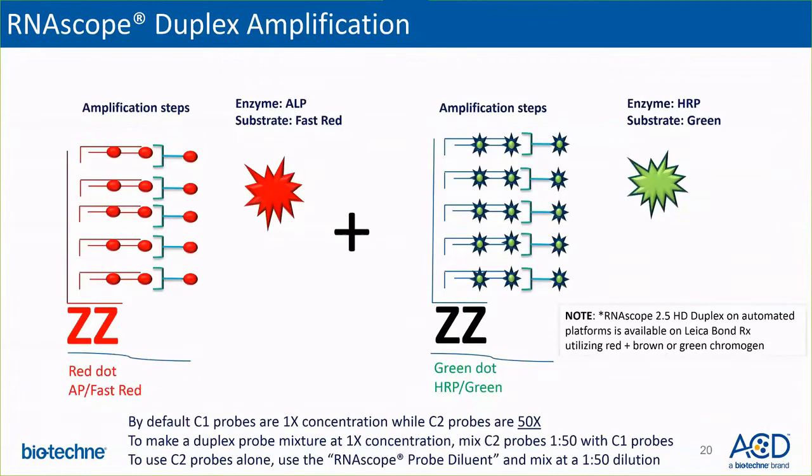And here's a brief overview of the duplex amplification system. Both probe channels have independent amplification trees. The channel 2 associated amplification tree utilizes alkaline phosphatase enzyme and the fast red substrate for the visualization of the marker. A separate amplification tree is built for the C1 channel, which utilizes HRP enzyme and the green substrate to visualize the second marker. Please note that our C1 probes by default are ready to use and are at 1x concentration, while the C2 probes are provided as 50x stocks. In order to make a duplex probe mixture, combine the C2 probe with C1 probe in a 1 to 50 dilution. If you would like to test the channel 2 probes alone, please use the RNAscope probe diluent and combine at a 1 to 50 dilution.